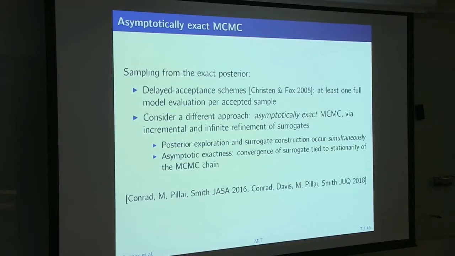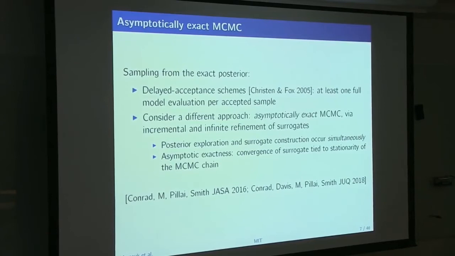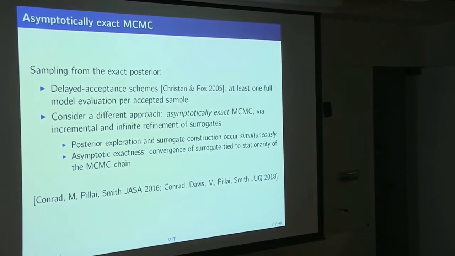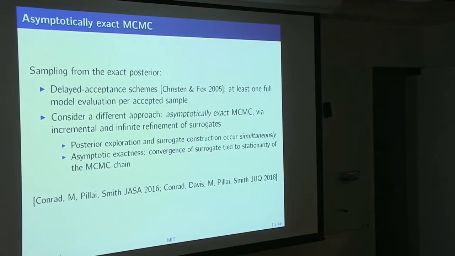So this is nice in that you don't need to worry about accuracy, although accuracy of your approximation does affect efficiency. But maybe it's underusing the approximation. If your approximation is very good, then maybe you don't need to keep checking the full model. So a different approach that we've been pursuing is to say, can we do something that preserves the asymptotic exactness of MCMC, in the sense that if I sample enough, I'm going to get samples from the true distribution, but maybe incrementally, infinitely refine the approximation as I go.